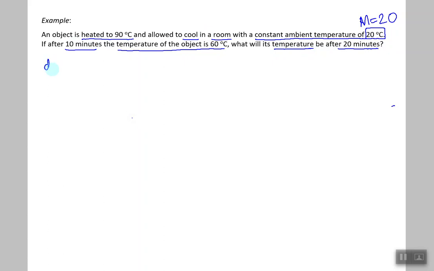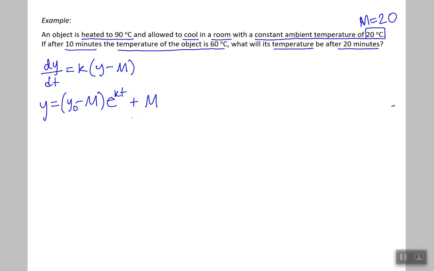So that's using Newton's law of cooling, which starts with the differential equation. The rate of change of the temperature is proportional to the temperature of the object minus the surrounding medium temperature. This differential equation will always solve to y equals y sub naught minus m, the initial temperature minus the room temperature, times e to the kt plus m, the room temperature.